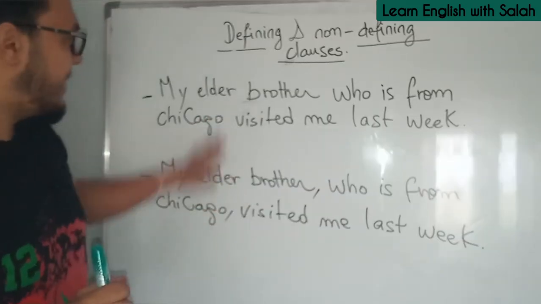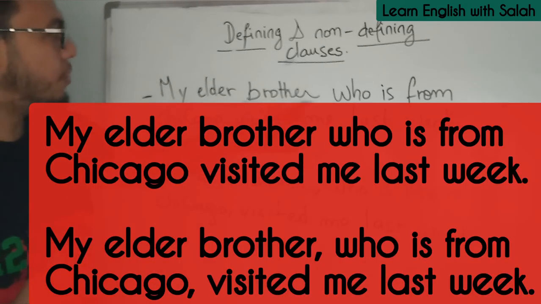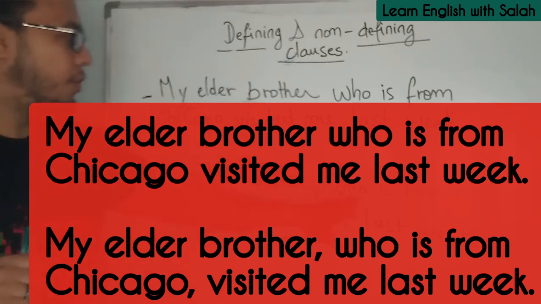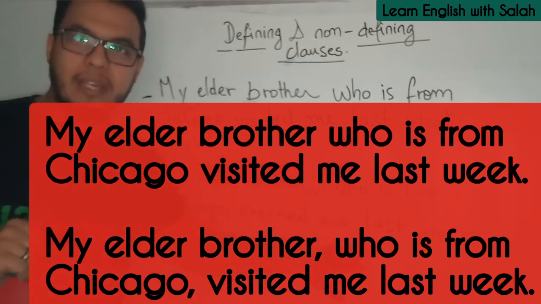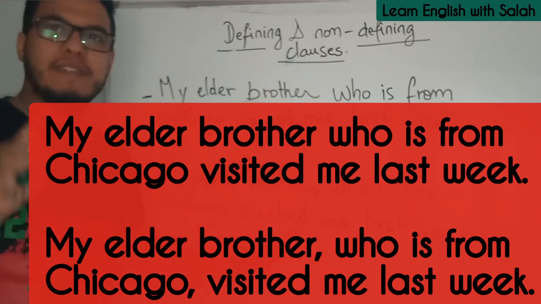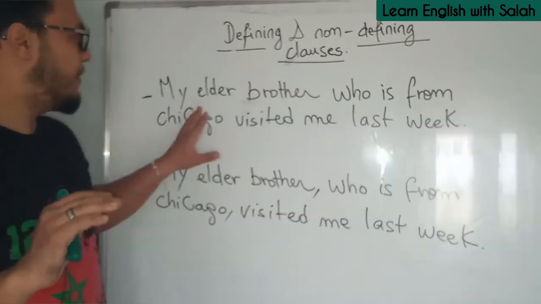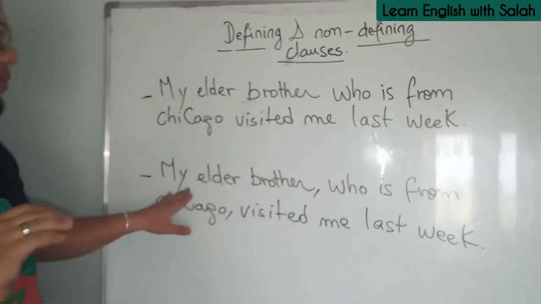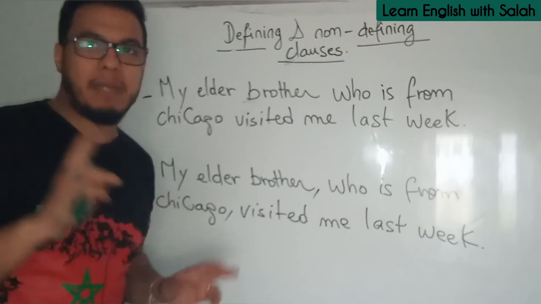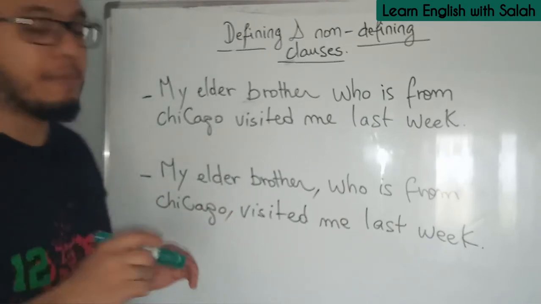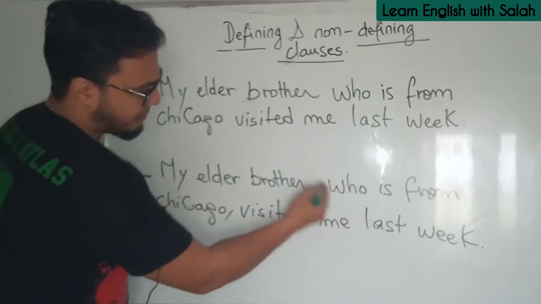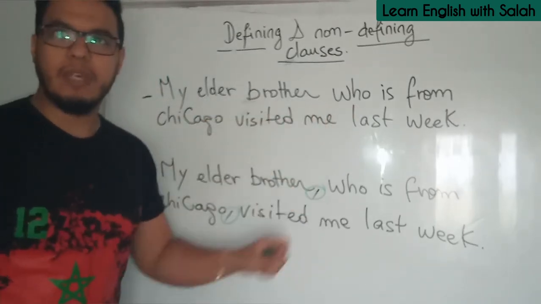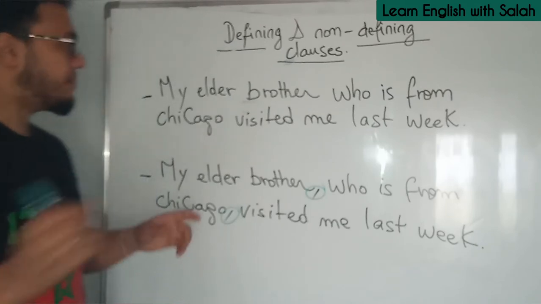Let's take these two sentences. My elder brother who is from Chicago visited me last week. وعندي my elder brother who is from Chicago visited me last week. يعني the same sentence، نفس الجملة. إلا قريتها غادي تجيك نفس الجملة. The difference اللي غادي تبان لك هي commas، الفواصل اللي كاينين هنايا. هنا ما عندناش الفاصلة. Okay, let's discover the difference.